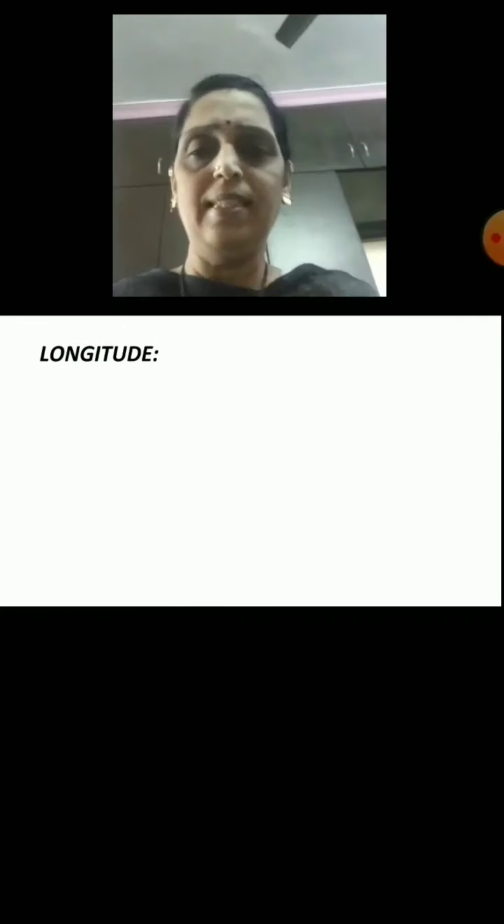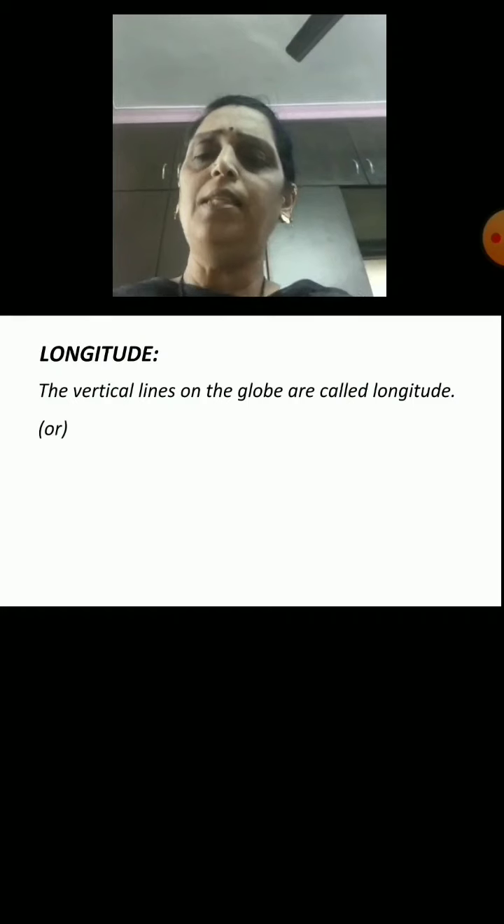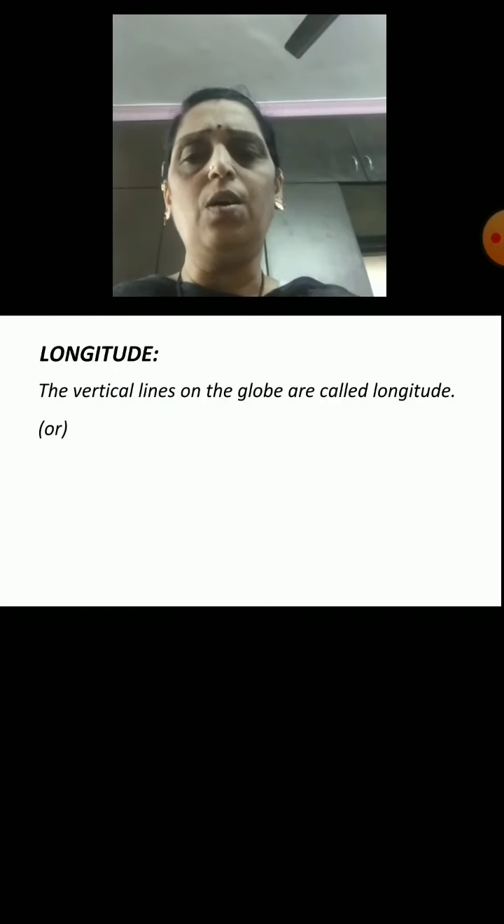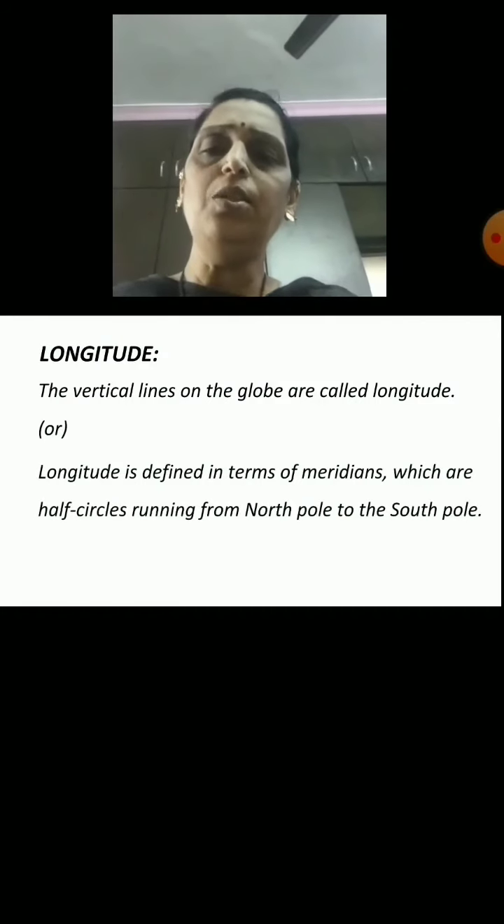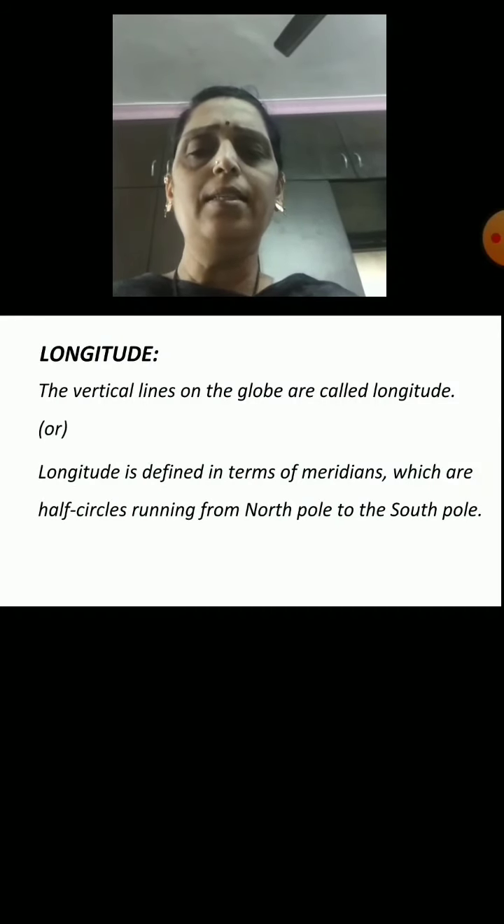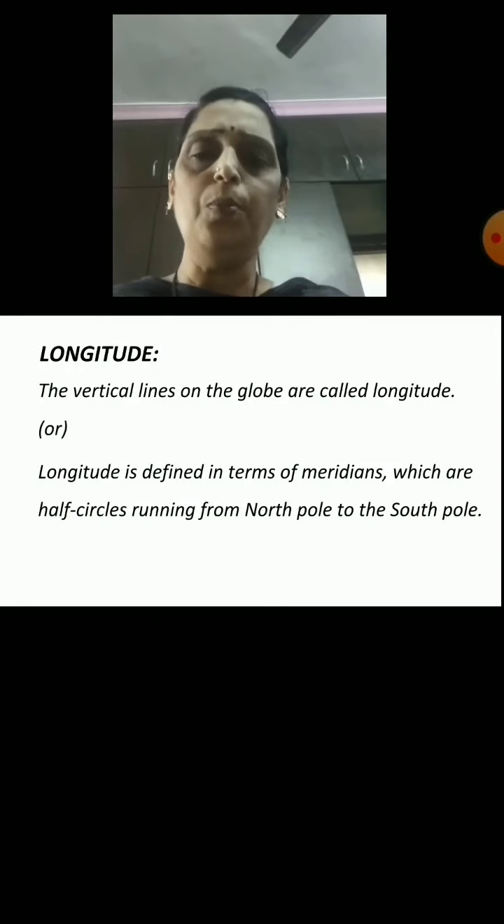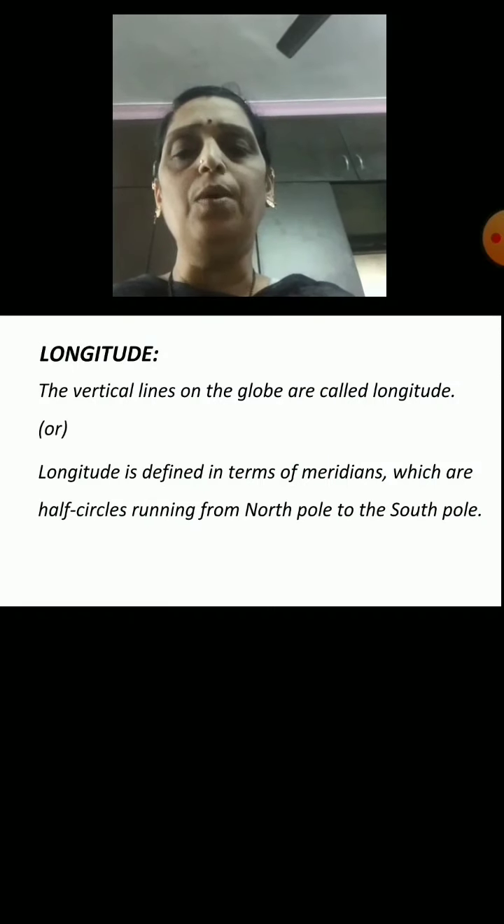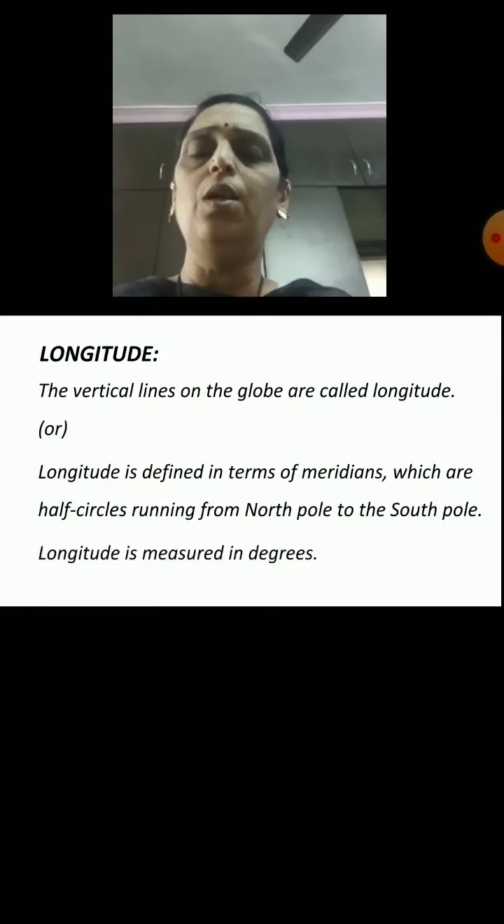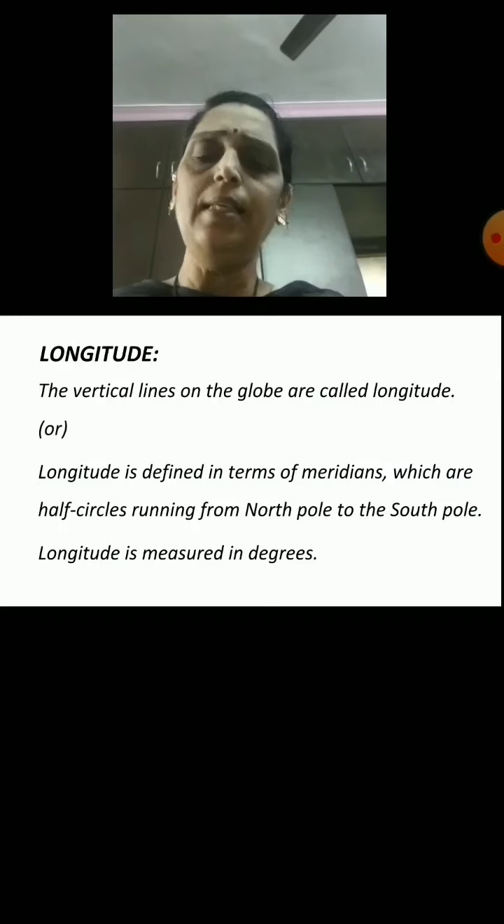Now, the next. What is longitude? The vertical lines on the globe are called longitude. Longitude is defined in terms of meridians, which are half circles running from North Pole to the South Pole. Longitude is measured in degrees.